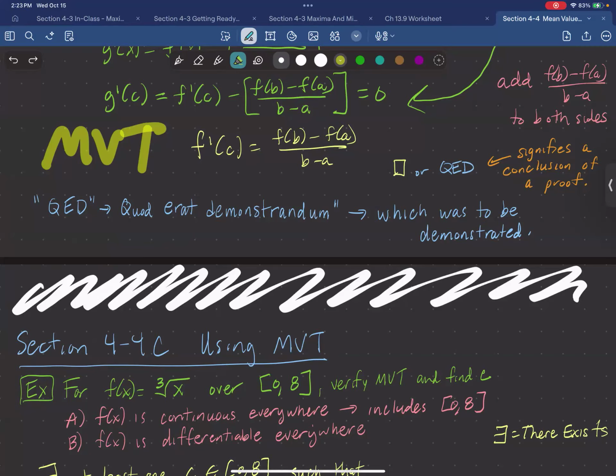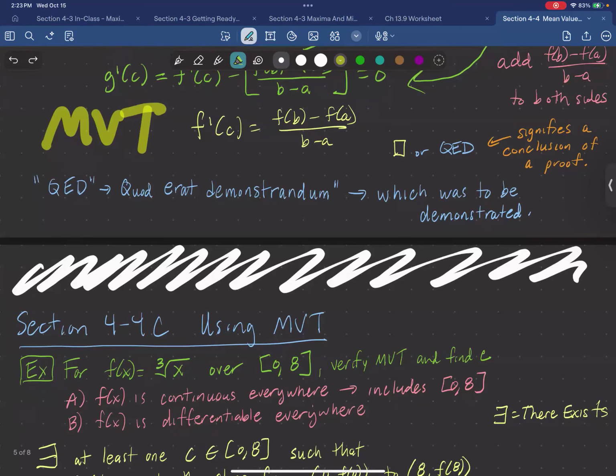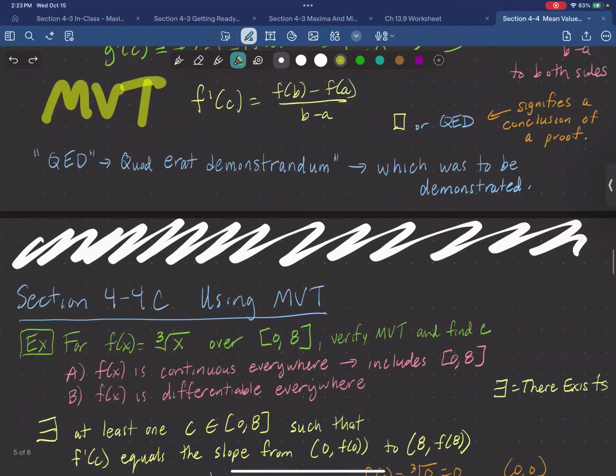So f of x, the cube root of x, is continuous everywhere, which includes 0 to 8. It's also differentiable everywhere, which includes 0 to 8. So we meet the criteria of it. That means there exists at least one c in 0 to 8 such that f prime of c equals the slope between the 2 points, 0, f of 0 and 8, f of 8.